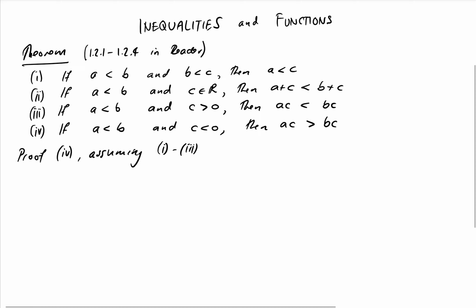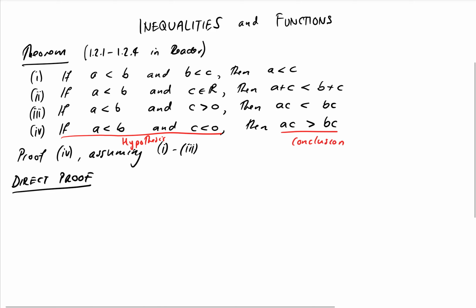Okay, so we have to do this statement. It says if A is less than B and C is less than 0, we need to then show that AC is greater than BC. So we'll do what we call a direct proof. So a direct proof is just a simple one where you start with your hypothesis, which in this case is this part here. If A is less than B and C is less than 0, that's a hypothesis. And we try and just make logical statements that directly lead to our conclusion.